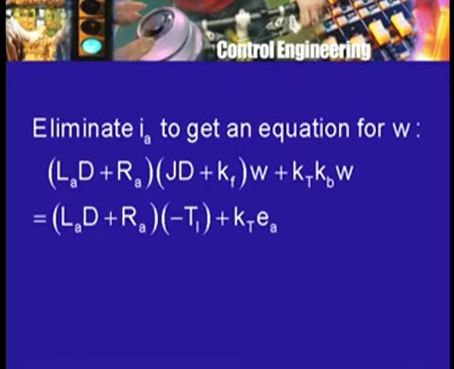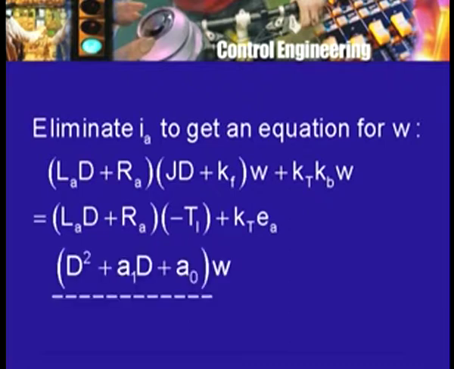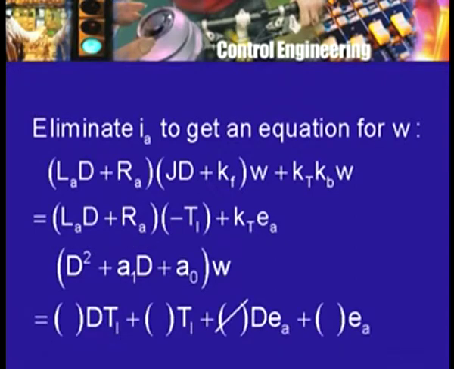So, on the left hand side we have a second order differential operator which could be written as D squared plus A1 D plus A0 acting on omega. This equals, on the right hand side, the TL and EA terms, and it so happens that the TL term has an operator acting on it. So, I wrote it earlier as some coefficient multiplying DTL plus some coefficient multiplying TL plus some coefficient multiplying DEA plus some coefficient multiplying EA.